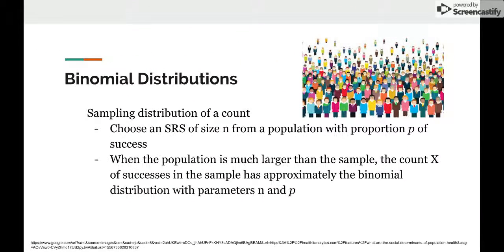Now, if you recall, there are 2 different types of binomial distributions. There's count and proportion. We're going to do a brief review on count. So when doing a sampling distribution of count, you must choose an SRS of size n from a population with the proportion p of success. Now, when the population is much larger than the sample, the count x of successes in the sample has approximately the binomial distribution with parameters n and p. When the population is big enough, you can assume normality.